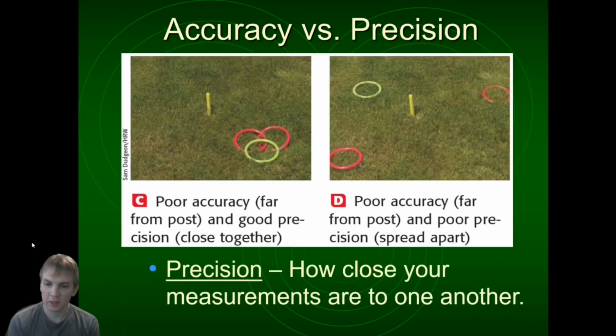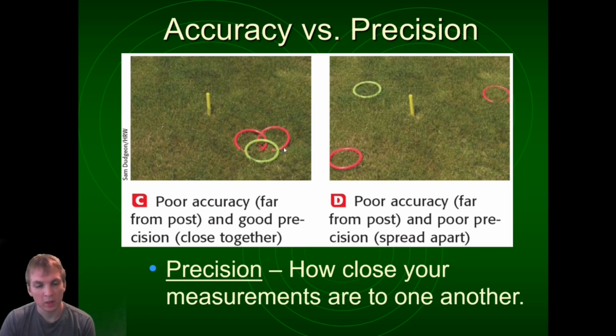On the other hand, precision is basically how close your measurements are to one another. It doesn't actually mean that you are hitting your target, but it means that you are making consistent mistakes that are the same. And that's actually pretty easy to fix. It's much easier to fix poor accuracy and good precision than it is poor precision and good accuracy. All right, and I'll explain that a little bit next on the slide.